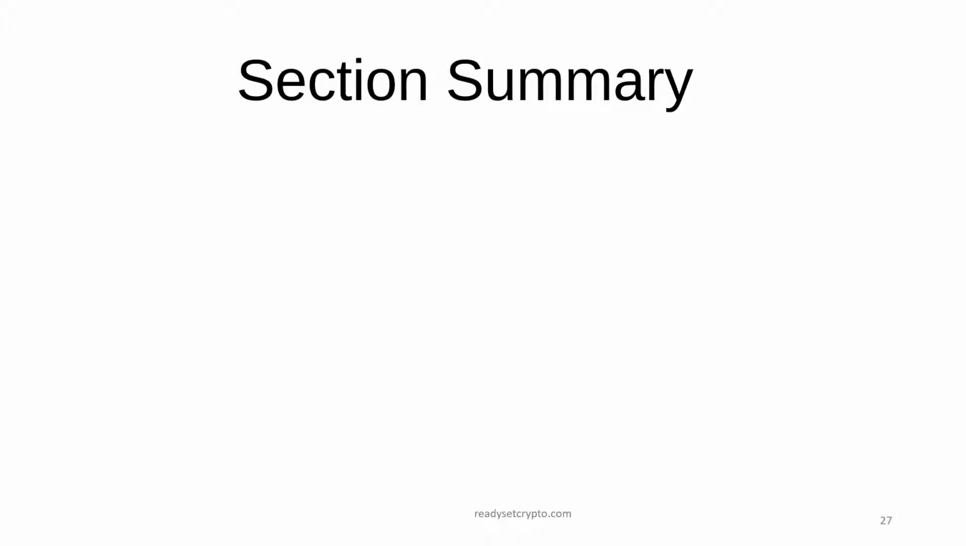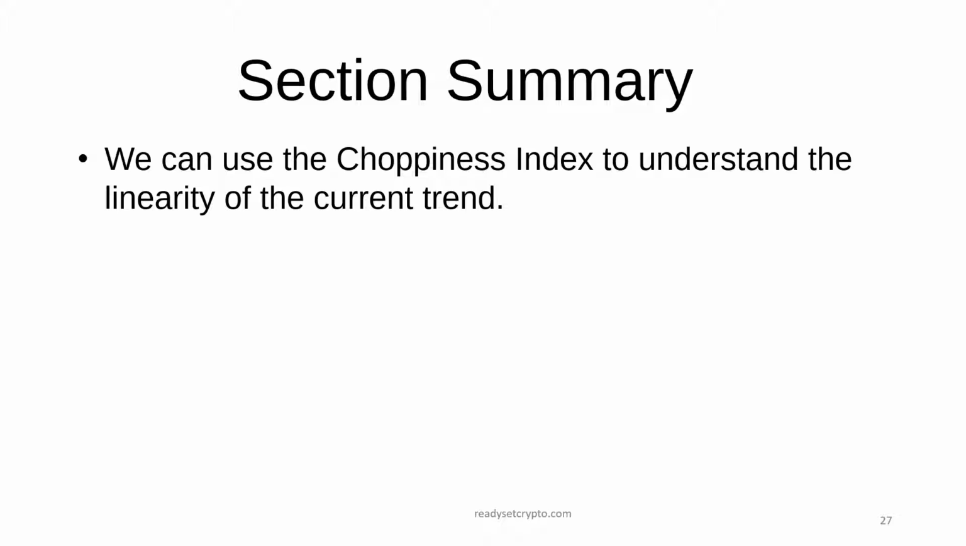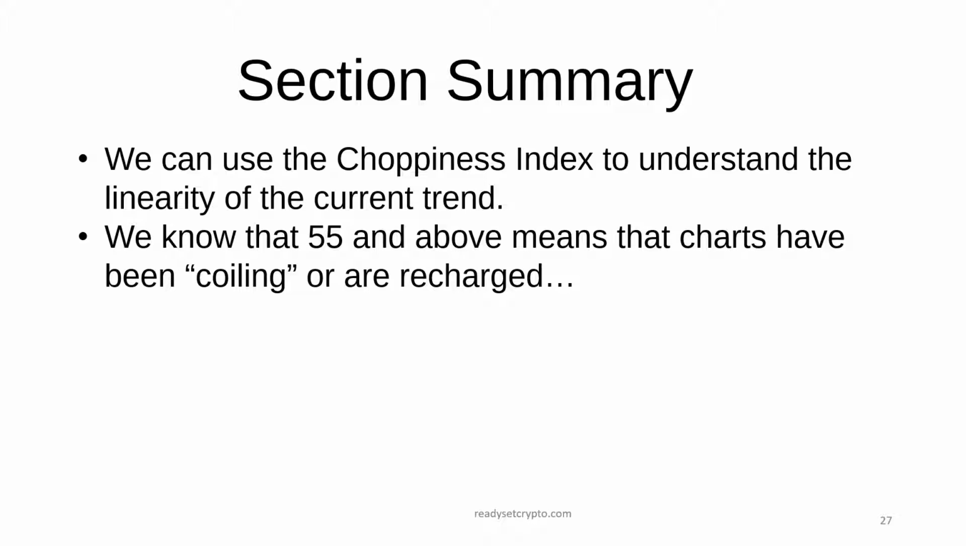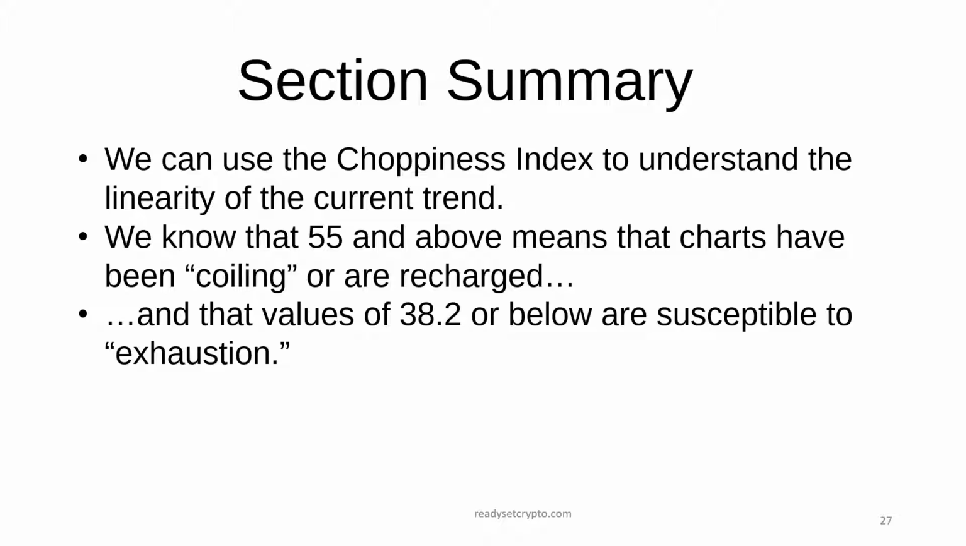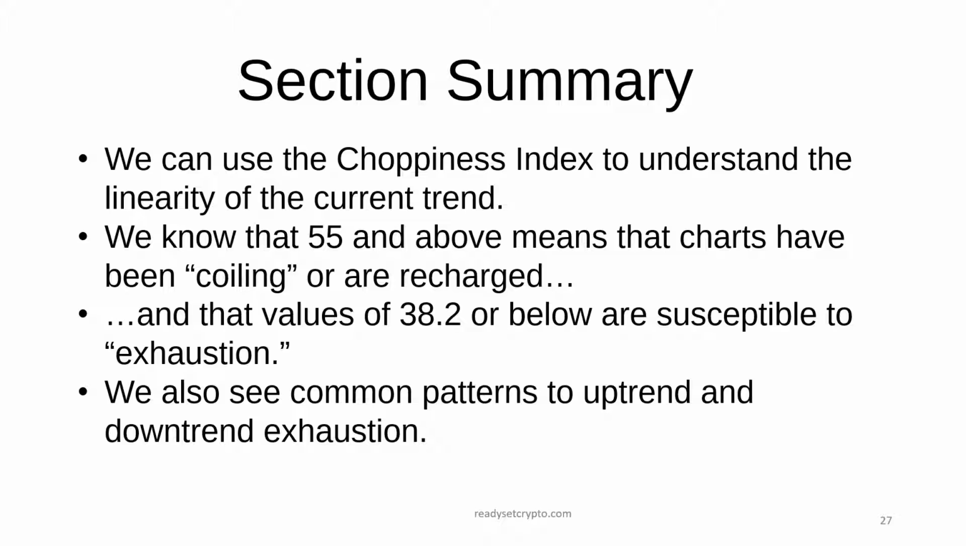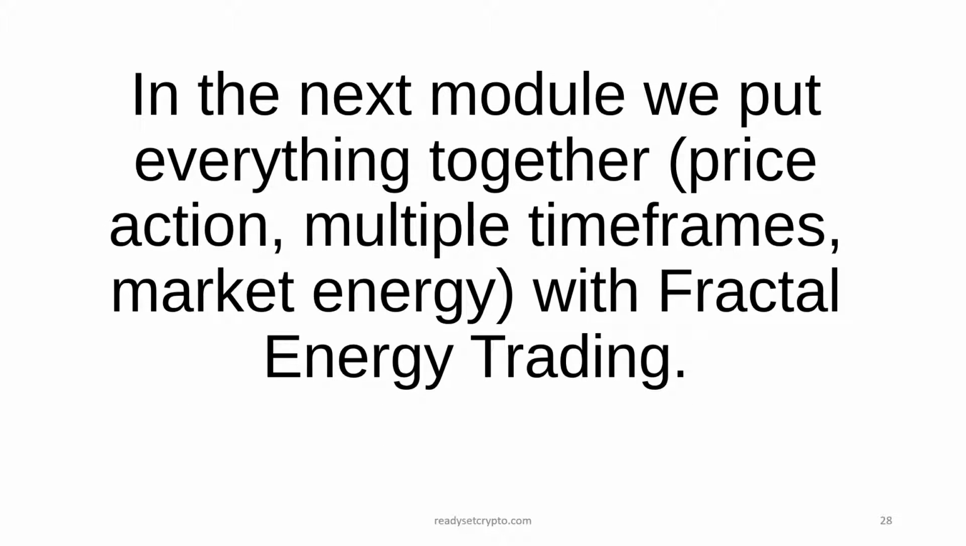Let's summarize this section here. We can use the CHOP index to understand the linearity of the current trend. Use it as a fuel gauge. We know that 55 and above means that charts have been coiling or are recharged and are ready to move, and that values of 38.2 or below are susceptible to exhaustion and may spell the end of that trend. We also see common patterns to uptrend and downtrend exhaustion. In the next module, we're going to put everything together: price, multiple time frames, market energy, and we're going to call it fractal energy trading. This is where we integrate everything together in Module 9.